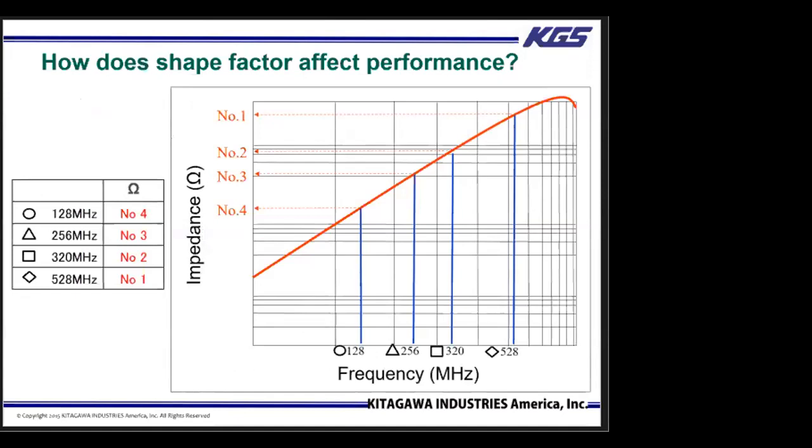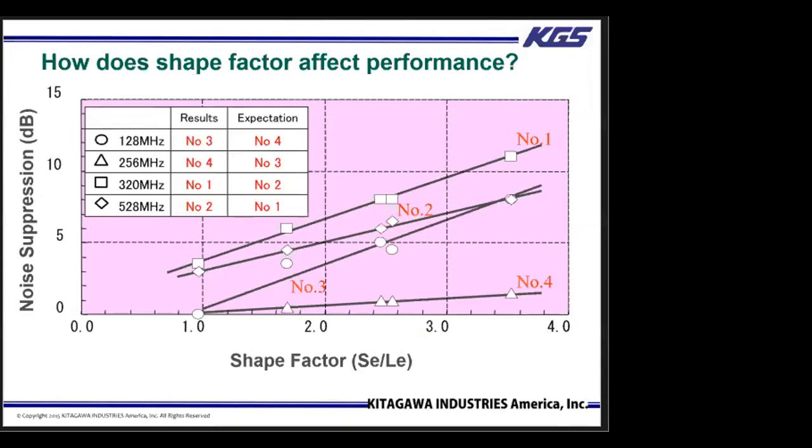We typically rely on the impedance characteristic to determine the performance of a ferrite. In general, lower frequencies have lower impedance and higher frequencies have higher impedance. Again, in our experiment, the effect of noise suppression was smallest for 256 megahertz and highest for 320 megahertz. The suppression increases in order from the lowest to the highest, which is 256 megahertz, 128 megahertz, 528 megahertz, and 320 megahertz. This is different from what we would expect from the impedance characteristics.